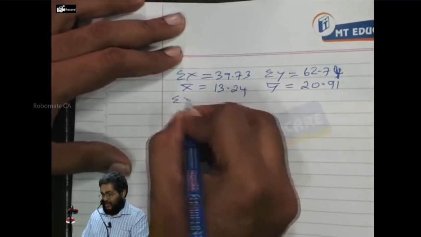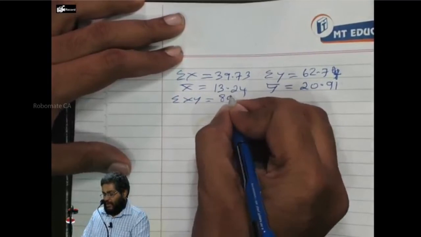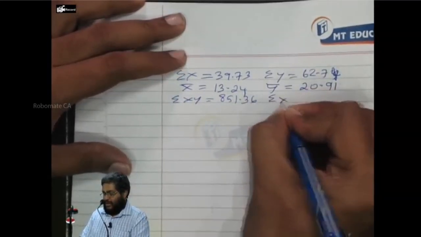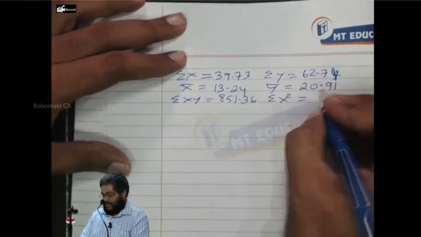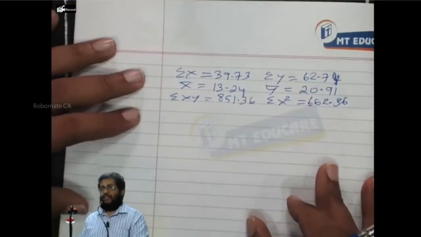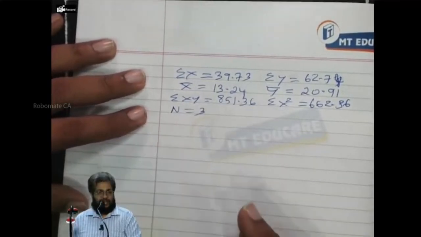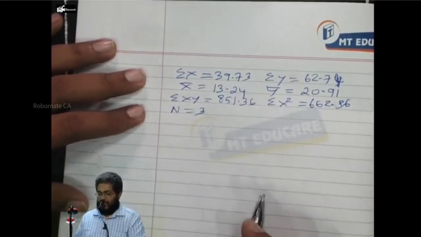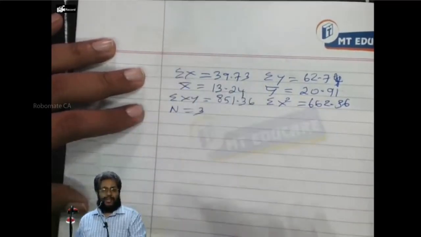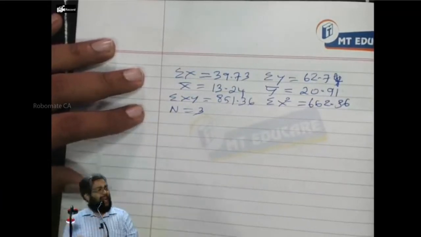Now, next is sigma xy. What is sigma xy? 851.36. Next is sigma x squared. What is sigma x squared? 662.36. N is obviously 3 in this case. Can I proceed or not? Sigma x the whole square, we can just say 39.73 the whole square there. These are all the numbers we got from the various calculations or tables. Can we proceed or not?